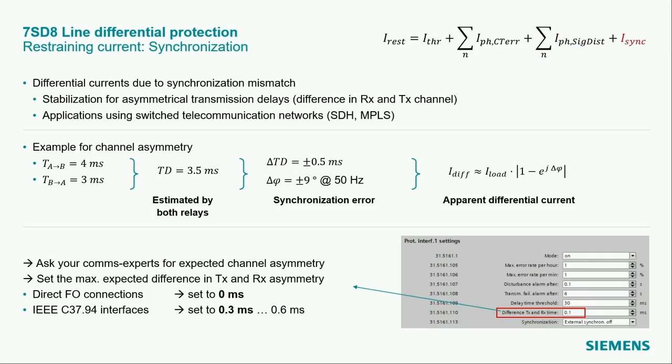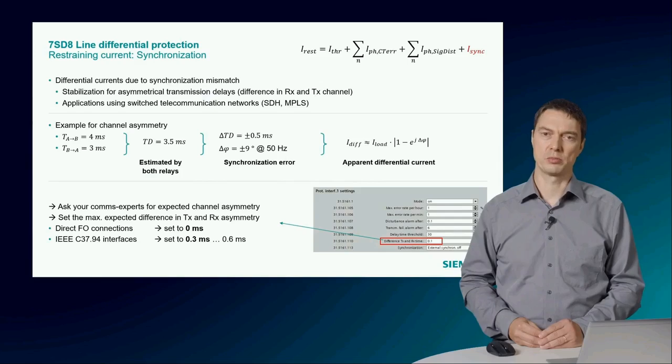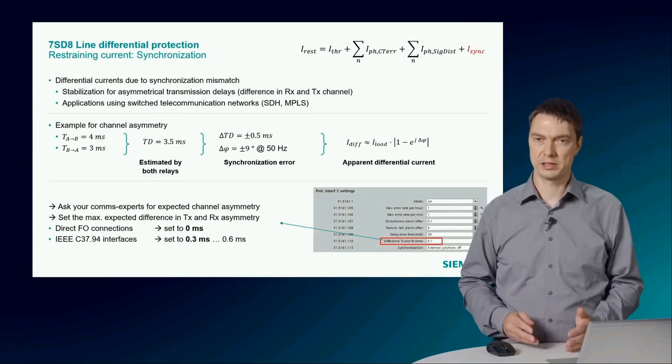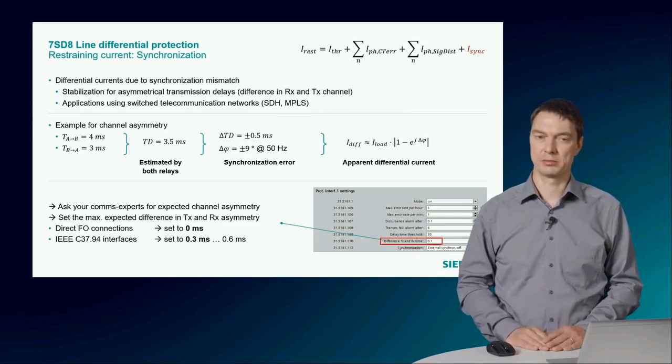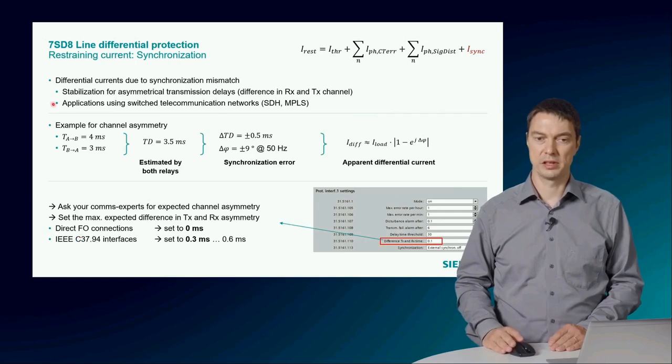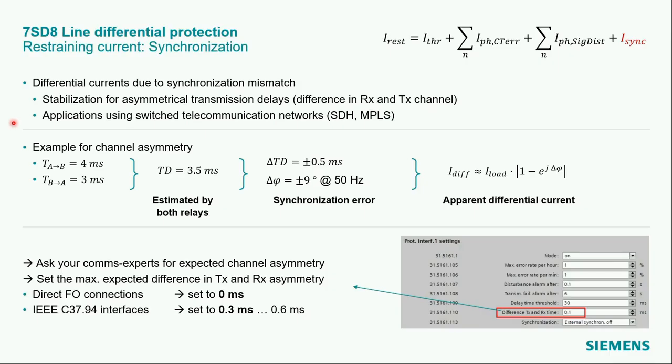The third restraining current component is derived from the synchronization mismatch. Just after the synchronization of the protection interface, this component tends to higher stabilization. After a few hundred milliseconds, the steady state is reached, where we mainly stabilize for asymmetrical transmission delays. That means a difference in transmission delays in sending and receiving direction. Such a difference could occur in applications using switched telecommunication networks like SDH or MPLS.